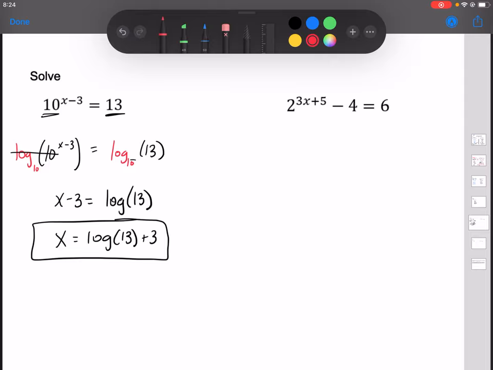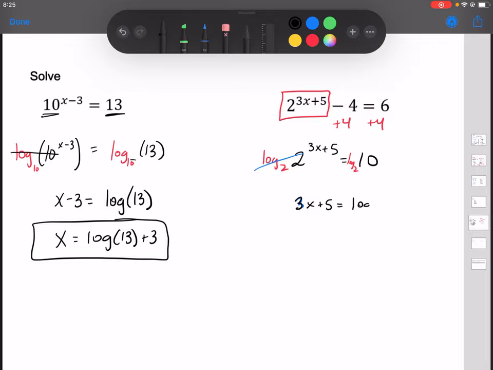So same idea for this next one, but first we need to isolate the base. So I'll add 4 to both sides. So I get 2 to the 3x plus 5 equals 10. Now 2, I can't figure out an exponent for 2 easily off the top of my head that's going to give me 10. So that's where I'm going to do my log base 2 of both sides. And that will get rid of that. So I get 3x plus 5 equals log base 2 of 10.